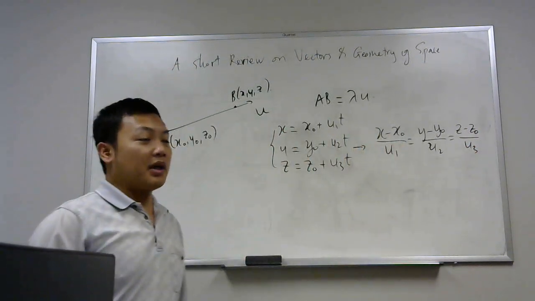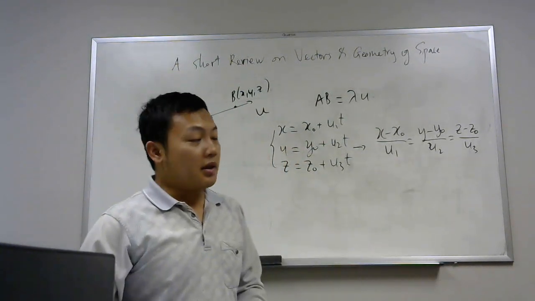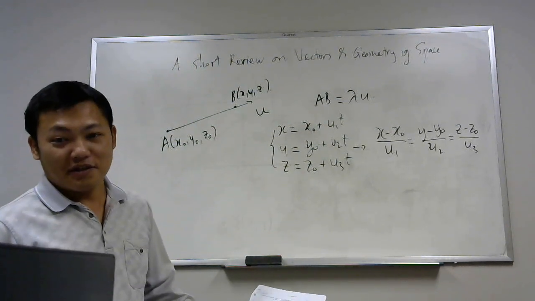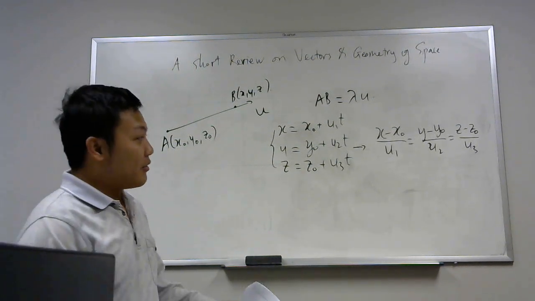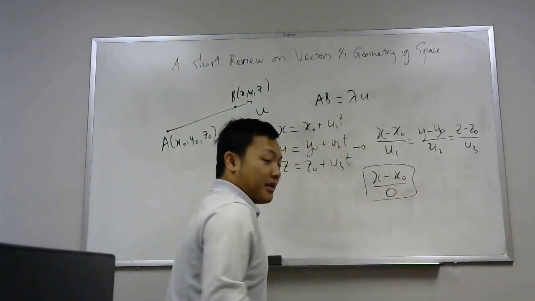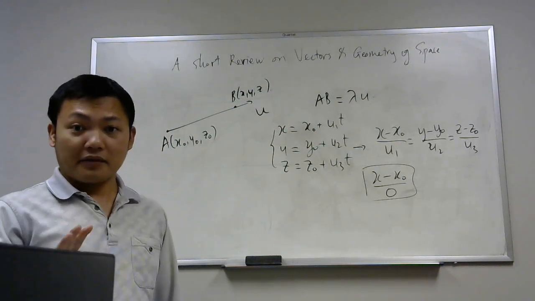Some students might ask me, what happens if one of u1, u2, u3 is equal to 0? Don't care about that. If that is 0, it's just 0. That means we don't write x minus x0 divided by 0. This cannot be understood like division, okay? It's just very formal.